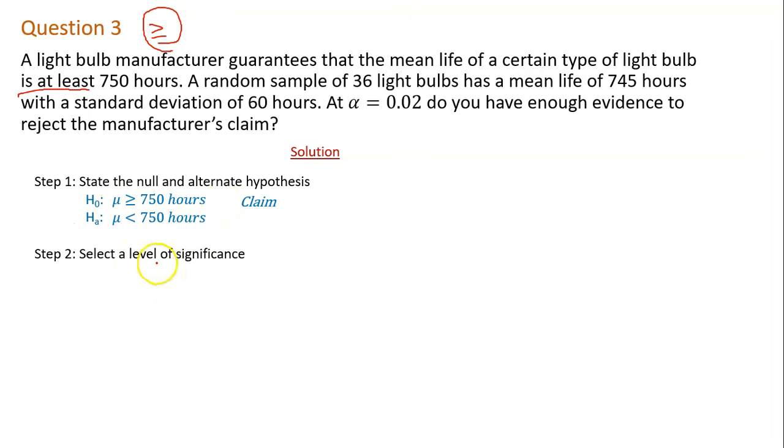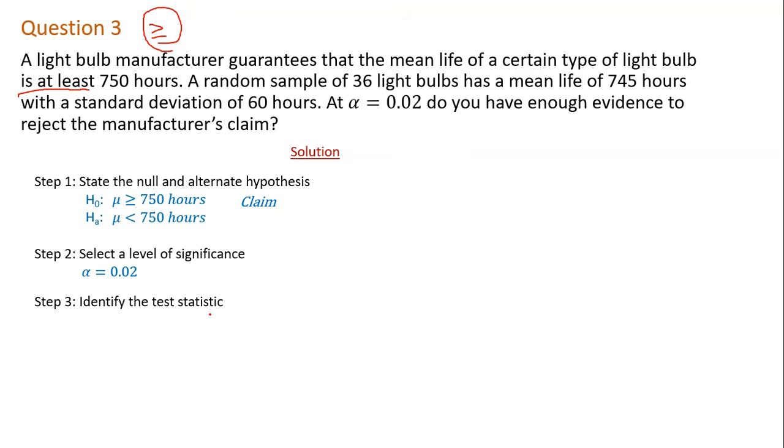Then you write step 2, select a level of significance. So the question has given us a significance of 0.02. So we write alpha equals 0.02. Okay. Then after doing that, we write step 3, identify the test statistic.